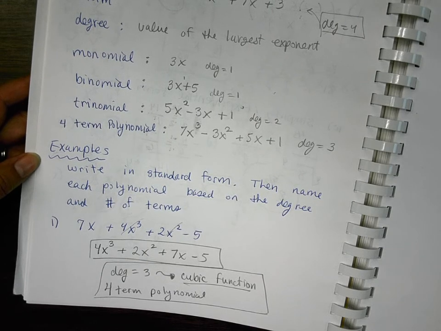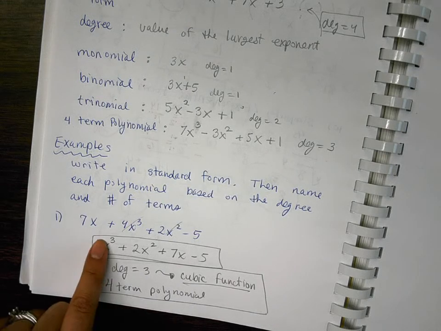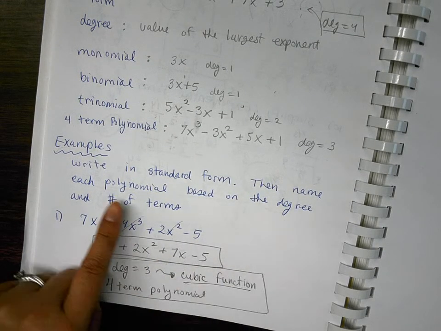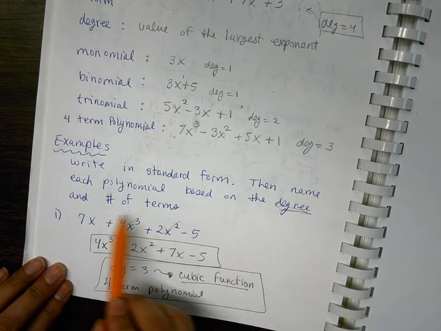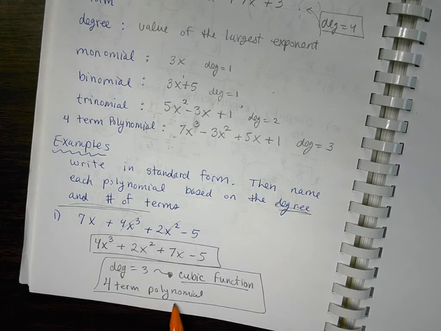Why did you write 4-term polynomial underneath cubic function? Because it says name each polynomial based on the degree and the number of terms. Degree is 3, which makes it cubic. It's 4 terms.